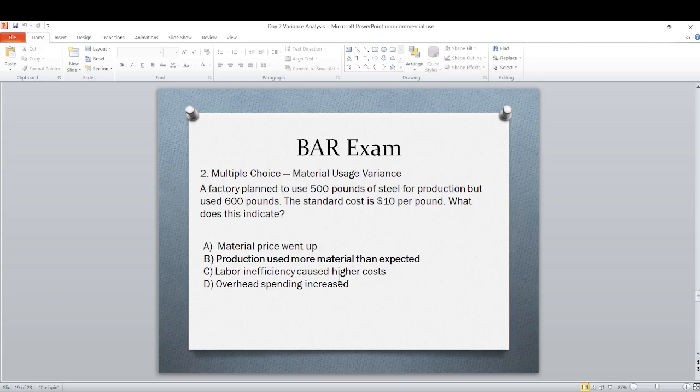Question 2. A factory planned to use 500 pounds of steel for production, but used 600 pounds. The standard cost is $10 per unit. What does this indicate? Well, usage variance equals actual quantity minus standard quantity times standard price. Using 600 pounds instead of 500 pounds indicates inefficiency in production or waste. This is unrelated to price or labor. So B, production used more material than was expected.